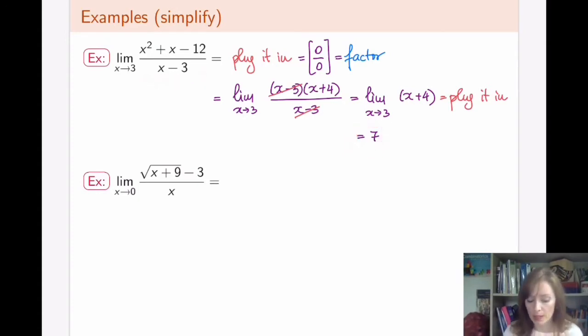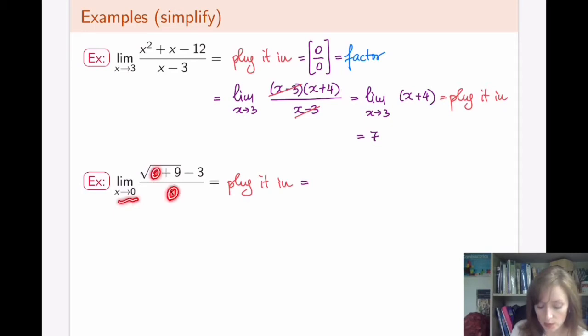Okay, let's take a look at the second one. And again, we have a limit. The very first thing you're going to do is plug it in just to see what happens. And here, what are we going to get? If we plug in 0, x goes to 0, so if I plug in 0 here and 0 here, root of 9 is 3, 3 minus 3 is 0, divided by 0. So once again, I get 0 over 0.